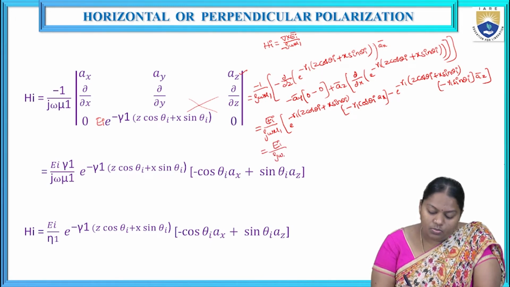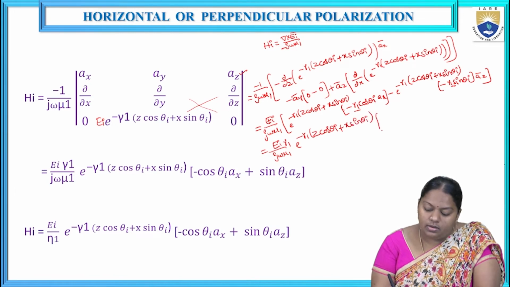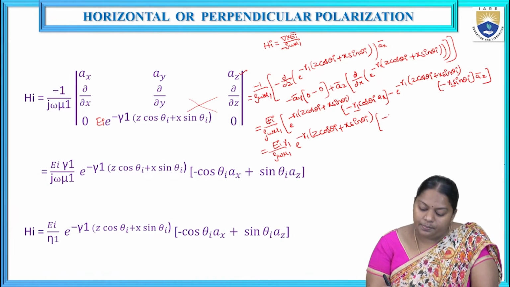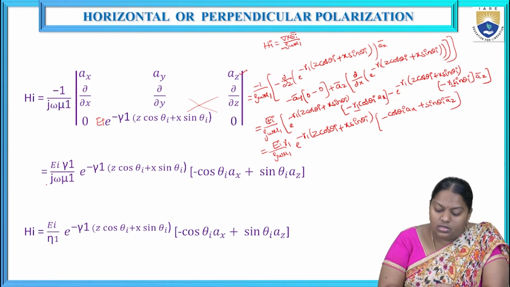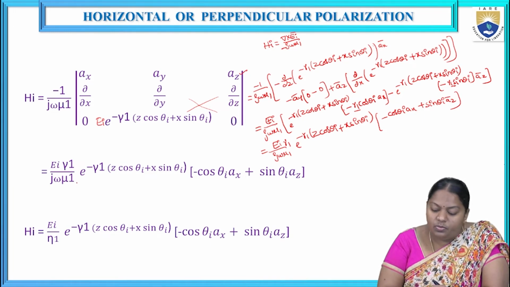Upon simplifying this equation, Ei by jωμ1 into, in between these two, γ1 is common. Then γ1 into e^(-γ1(z cos θi + x sin θi)) is common between the two. Then we simplify the rest: minus cos θi ax, minus cos θi ax, and here negative is there, so minus into minus becomes plus sin θi into az. So Hi is equal to Ei into γ1 by jωμ1 e^(-γ1(z cos θi + x sin θi)) into (-cos θi ax + sin θi az). This is the way we have got the solution.